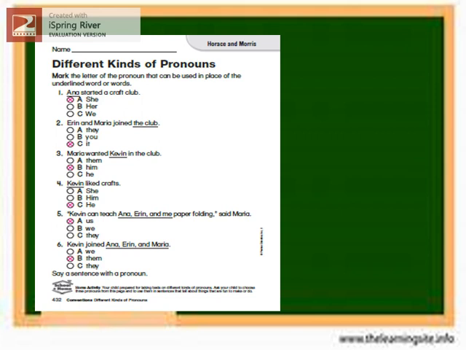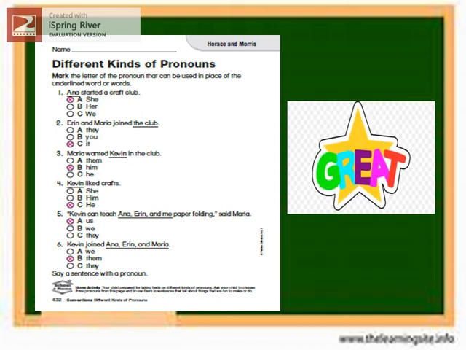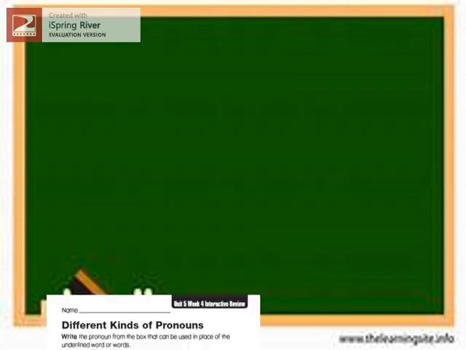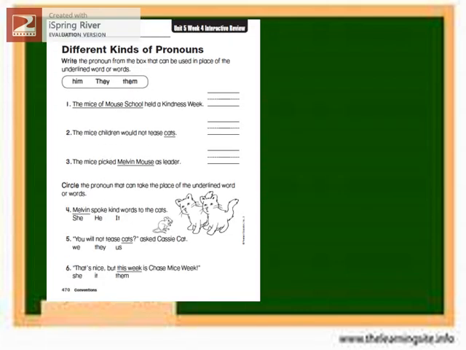Let's move on. The underlined words are Anna, Aaron, and Maria. So how many are we talking about? Anna, Aaron, and Maria. They are 3. So we're going to use them because they come after the action word joined. Great! I am so happy that you really understand the lesson. Let's try another one. Let me see if you really understand what pronouns are.